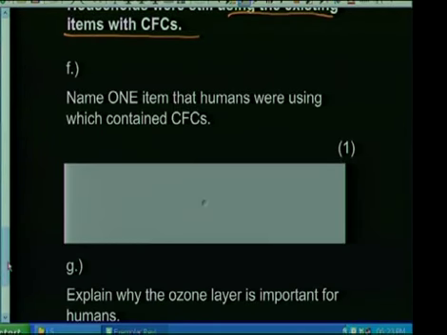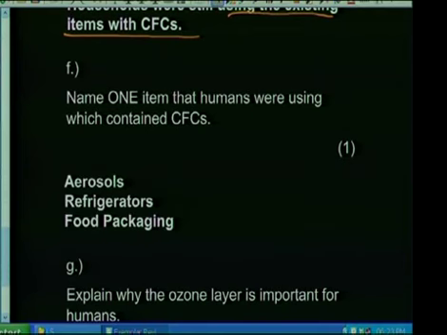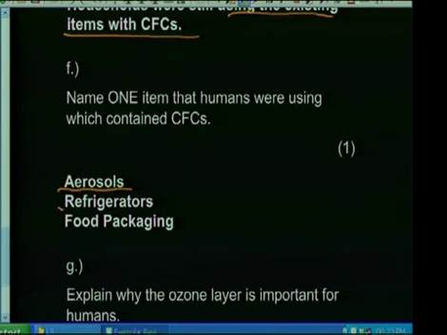Something to think about. Good. Name one item that humans were using which contained CFCs. Aerosols. You know what aerosols are? When you were spraying spray paint, anything that was compressed and you were spraying something out of it, had CFCs. We have now moved away from that, and we're using more upgraded equipment that will not use that technology. The big one was the refrigerators, the fridges at home, and the food packaging that we were using.